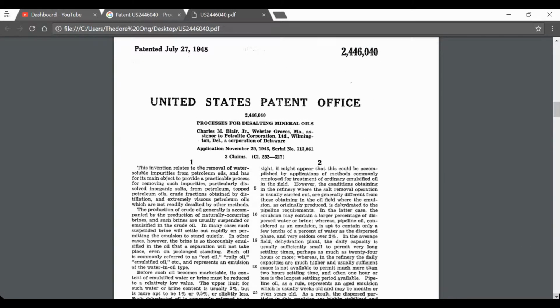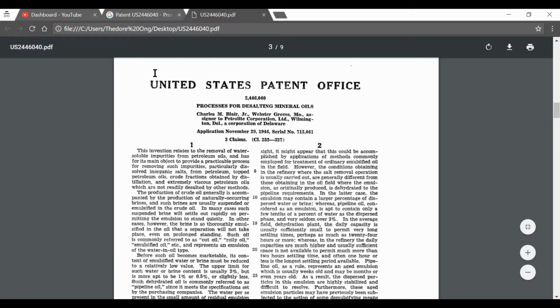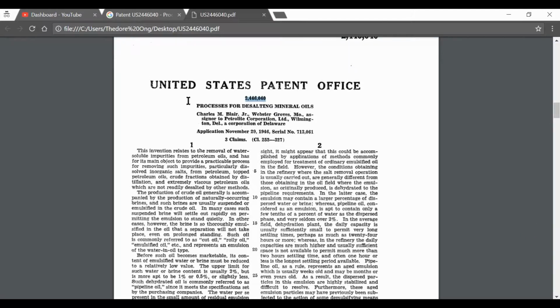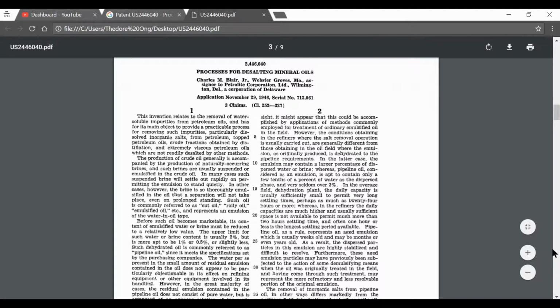Alright, so we are at the beginning of the patent. So this is a US Patent Office, the patent number 244-60-40. This is a process for desalting mineral oils. And the names of the inventor are here. Then this address, blah blah blah. It's a Petroleum Corporation Limited, Wilmington, Del. I don't know what that is, but it's a corporation of Delaware. Okay, so this is just information we don't really need to bother about. Okay, so let's take a look.